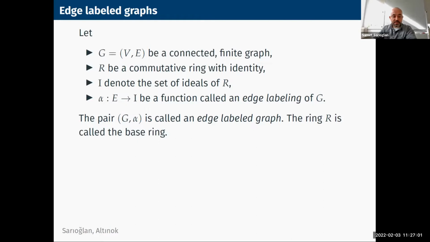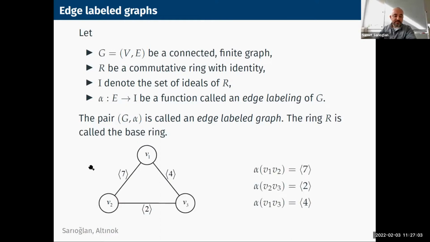Let me give an example like this. Here we have the tree cycle as the graph, and the base ring is integers here. As you can see, the edge label on this edge, V1, V2, is the ideal generated by 7. The edge label on this edge, V2, V3, is the ideal generated by 2. And you can see the other edge label like this. To simplify the demonstrations, we don't use the generator brackets. We just write this one. We just use the generators of the ideals.